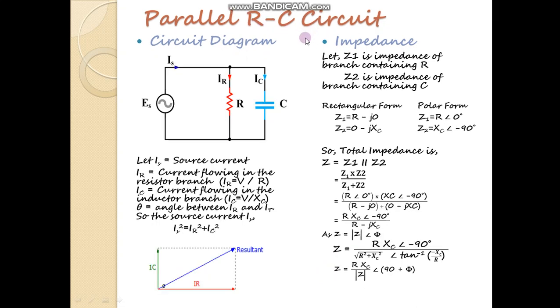Now the next type of circuit is the RC circuit. Here we have connected the resistor and capacitor in parallel.